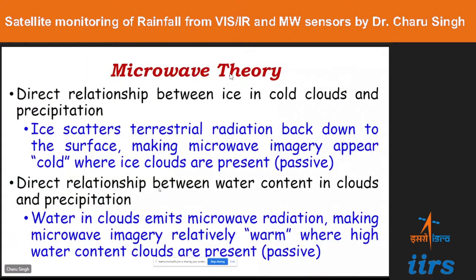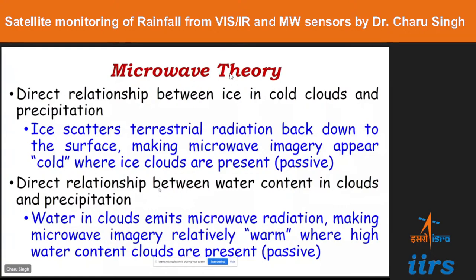Now the microwave theory, basically, uses the relationship between the ice in cold clouds and precipitation. So ice scatters the terrestrial radiation back down to the surface, making microwave imagery appear cold where ice clouds are present. Then there is a direct relationship between the water content in the clouds and precipitation. Water in clouds emits microwave radiation, making microwave imagery relatively warmer where high water content clouds are present.